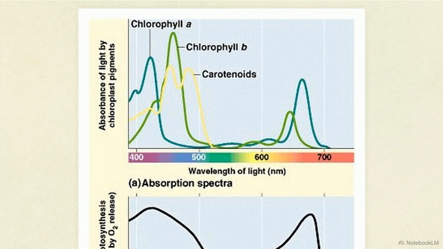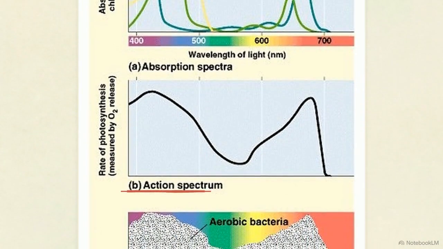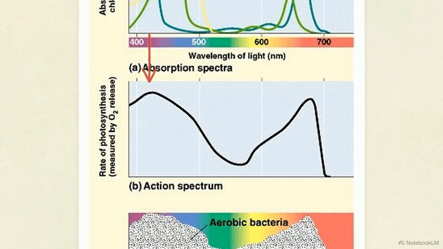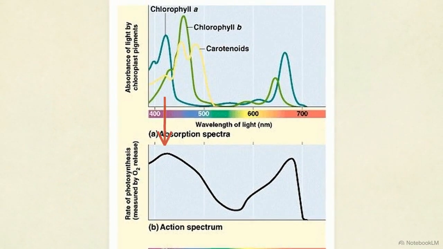When we look down at this middle chart, the action spectrum, we are measuring the actual rate of photosynthesis in a living plant by tracking its oxygen release. The curve of biological activity perfectly mirrors the chemical absorption peaks plotted directly above it.